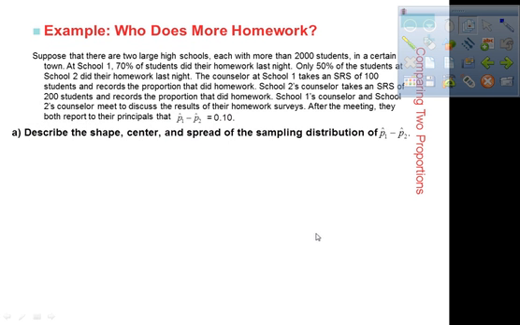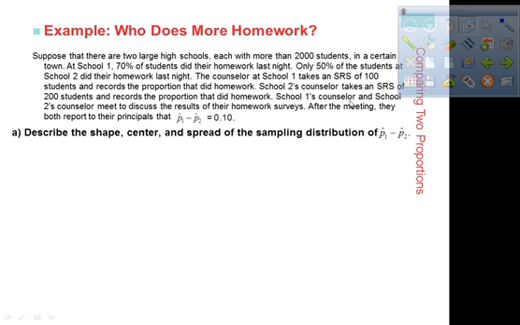Who does more homework? Suppose there are two large high schools, each with more than 2,000 students. At school 1, 70% of their students did their homework last night. Only 50% of the students did their homework at school 2. The counselor at school 1 takes a simple random sample of 100 students and records the proportion that did their homework. School 2's counselor takes a simple random sample of 200 students and records the proportion that did their homework.